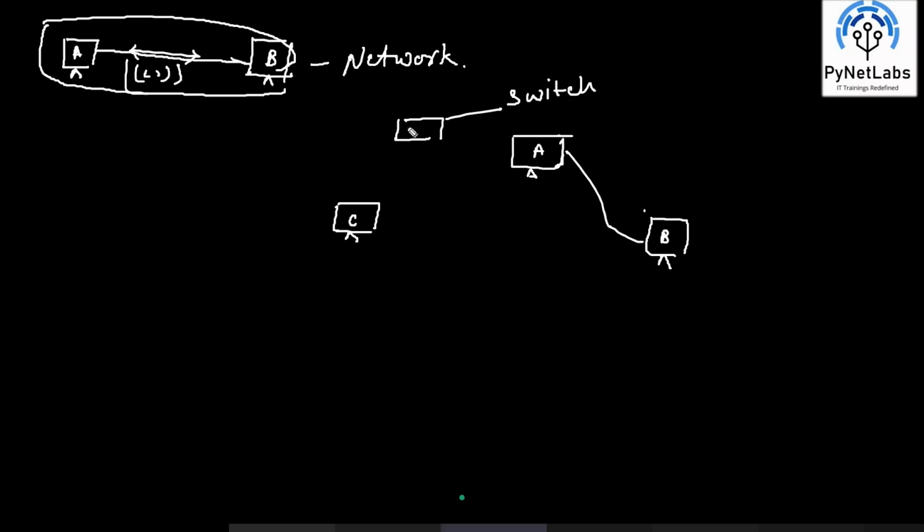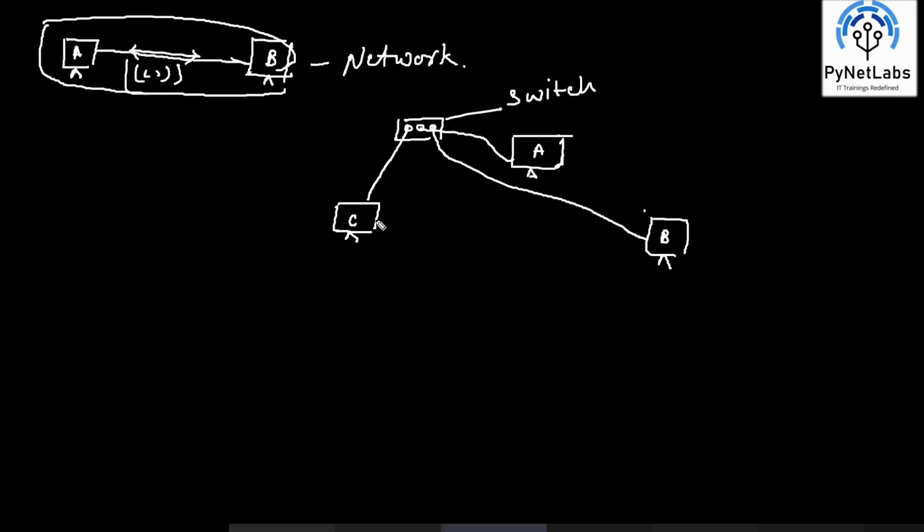A switch is nothing but a device with multiple NIC cards. So we will connect PCC with this switch, we will connect PCA with this switch, we will connect PCB with this switch. And once these PCs are connected to the switch, A, B and C will be able to communicate with each other easily. So the switch can be considered as a medium for their communication.